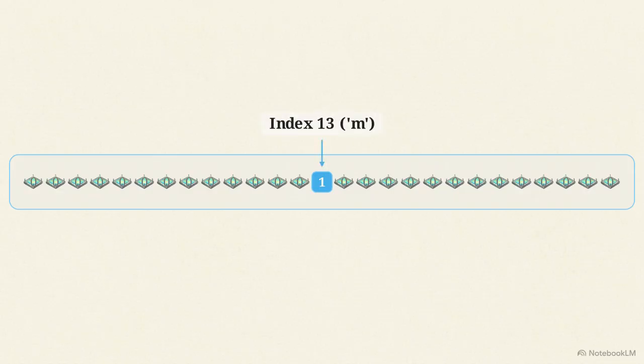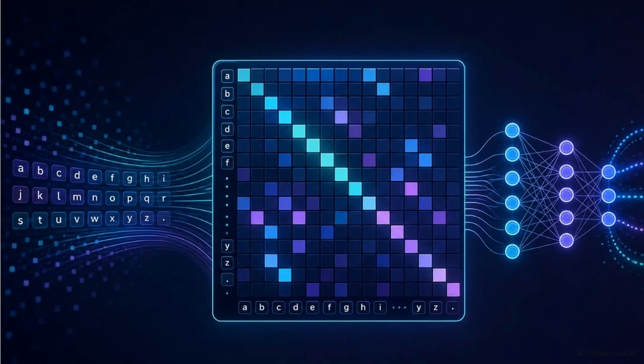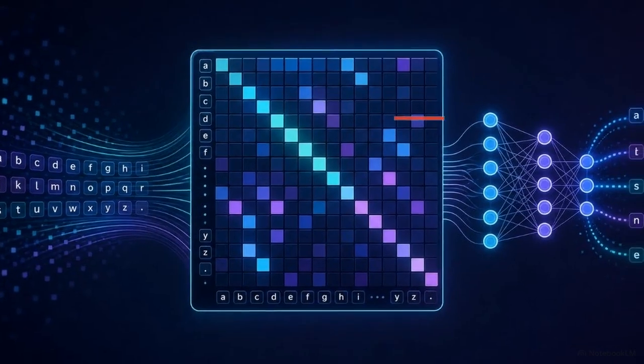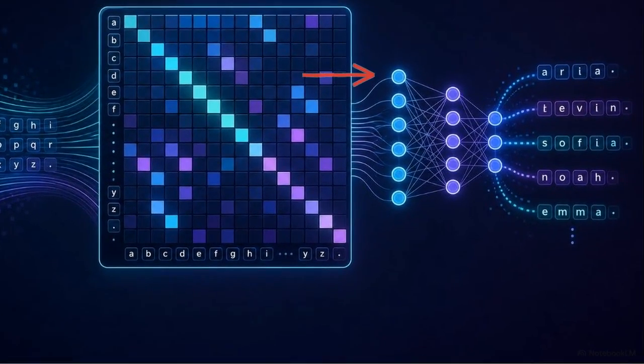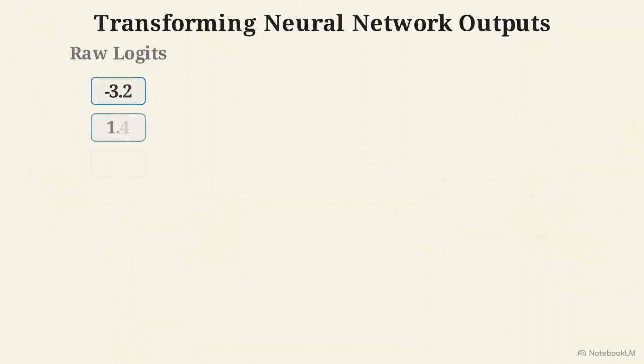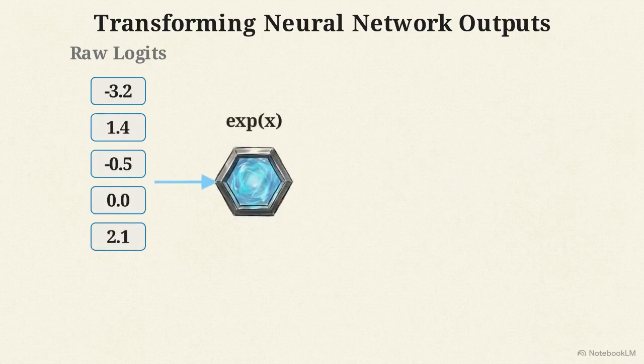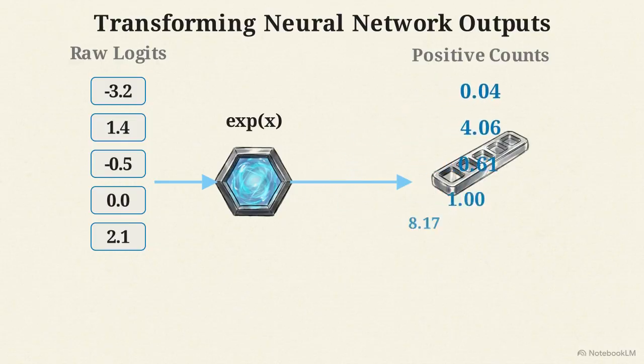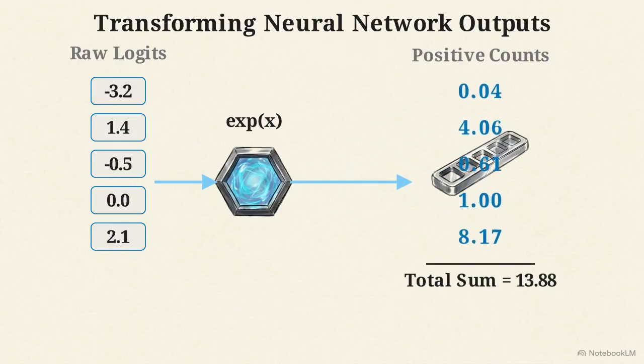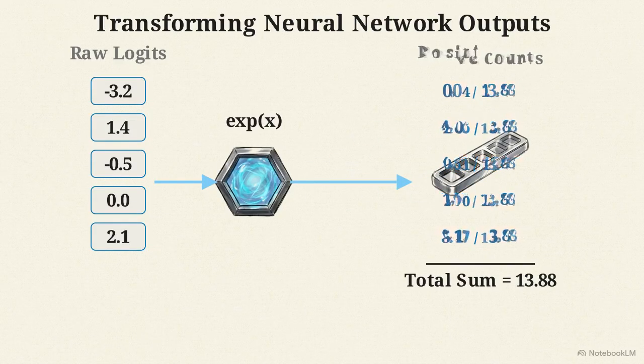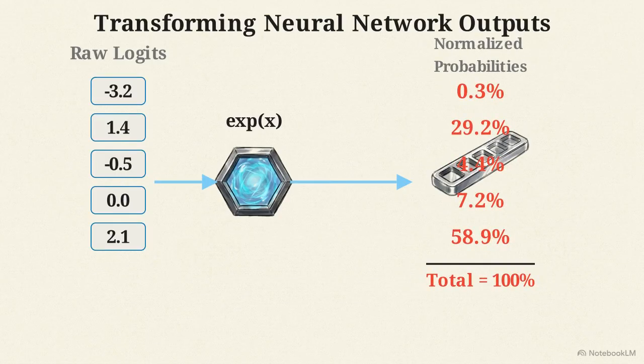This diagram outlines the architecture: a single linear layer containing a randomly initialized 27 by 27 weight matrix. For the forward pass, we multiply our one-hot encoded input vectors by this matrix. The output yields our raw logits. These raw logits can be negative or positive, so we must transform them. We exponentiate the logits to create strictly positive equivalent counts. Then, we divide them by their sum to normalize them into a valid probability distribution.